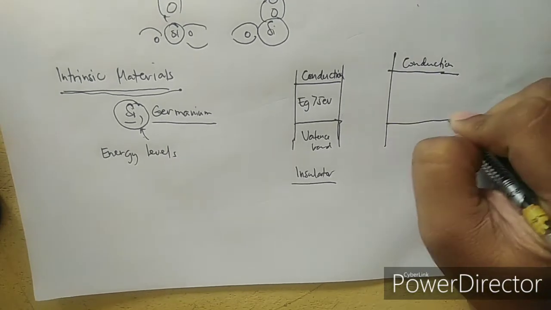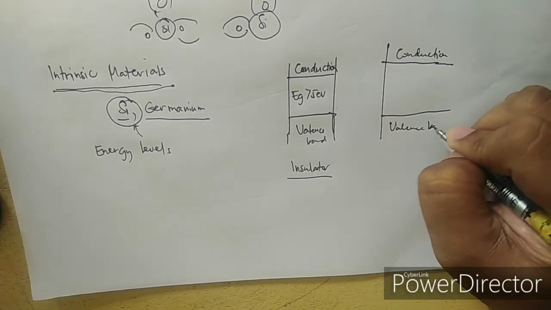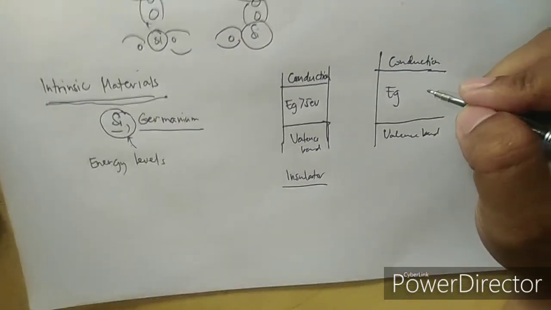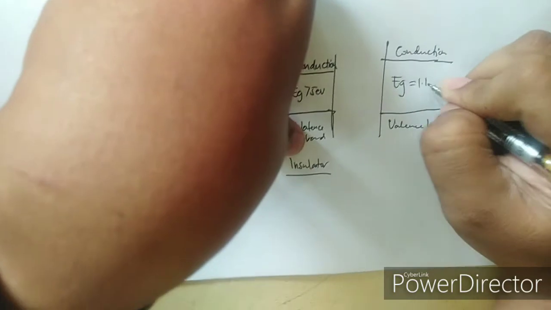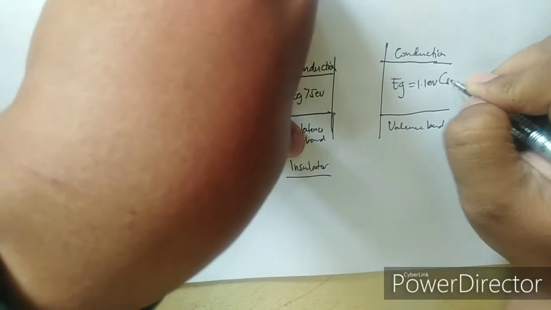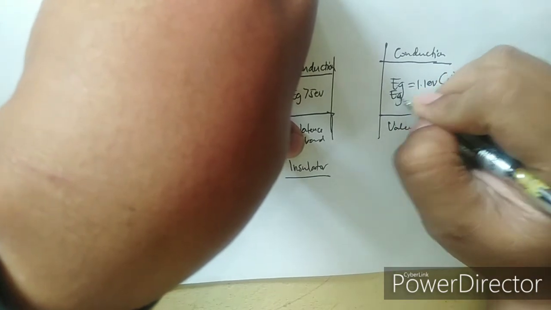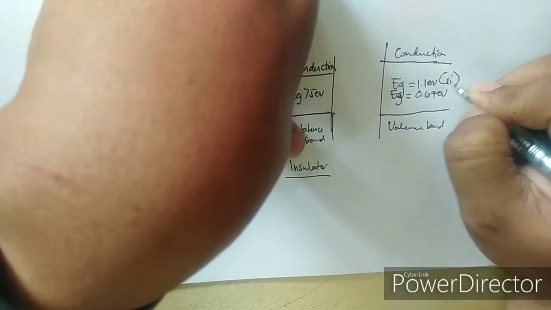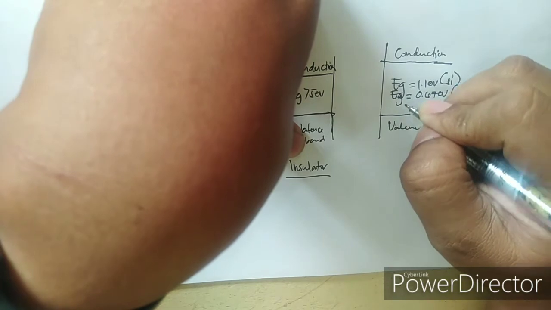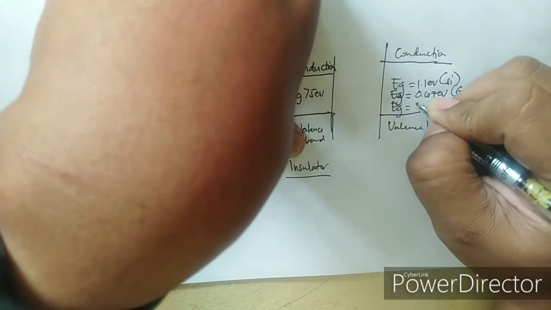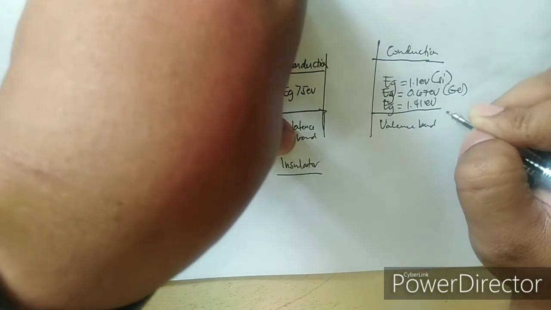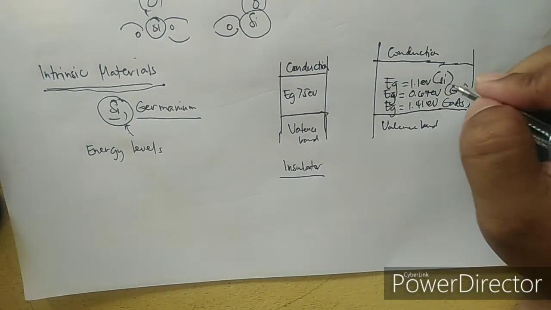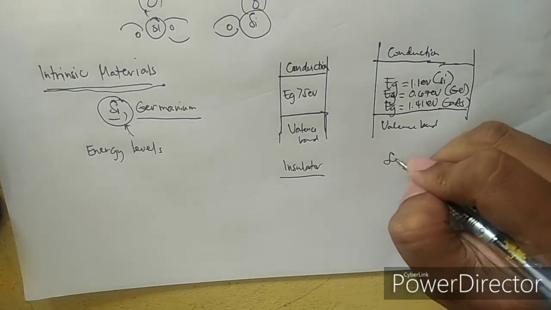But in the conduction band and valence band, if the energy gap is equal to some value, it depends on the semiconductor material. If it is 1.1 electron volts, that is for silicon. The energy gap for germanium is 0.67 electron volts. The energy gap for GaAs is 1.41 electron volts. GaAs stands for gallium arsenide. This is categorized as a semiconductor.